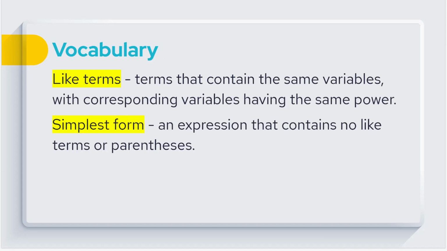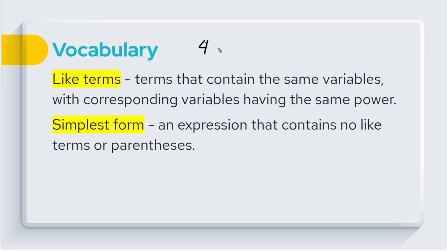Next, like terms. Like terms are terms that contain the same variable with corresponding variables having the same power. So in an expression, there will be terms. Those are the numbers or variables, or numbers or variables with coefficients, that are between operations. Did that make sense? I'm losing it here.